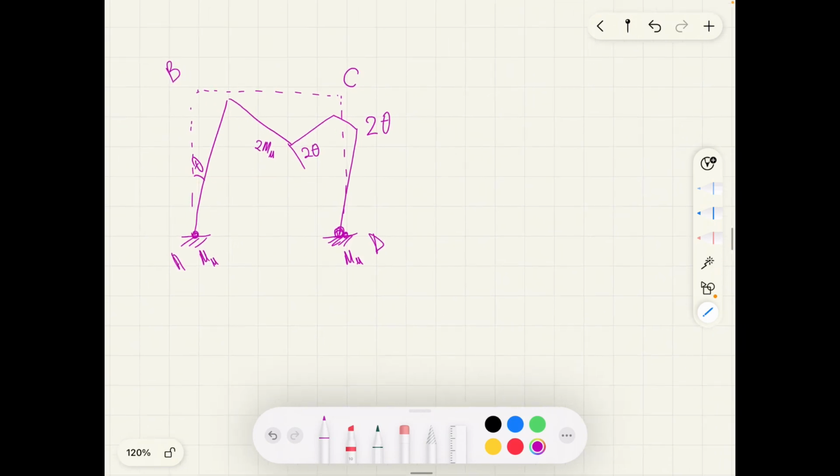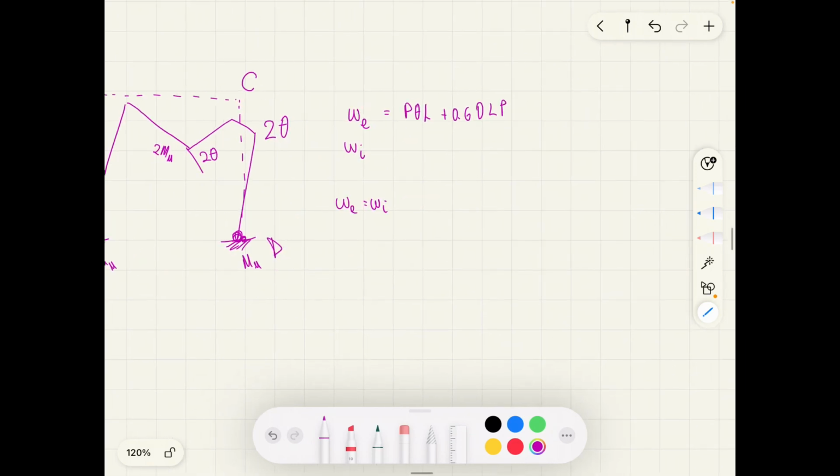Now, as usual, we find out the external workload, the internal workload, and equate them. The external workload in this case is going to be the sum of the 2 workloads from the portal frames of the separate ones we already have. Those were P theta L and 0.6 theta LP from the previous 2, which adds up and gives us 1.6 P theta L. Add up the 2 simplified mechanisms.